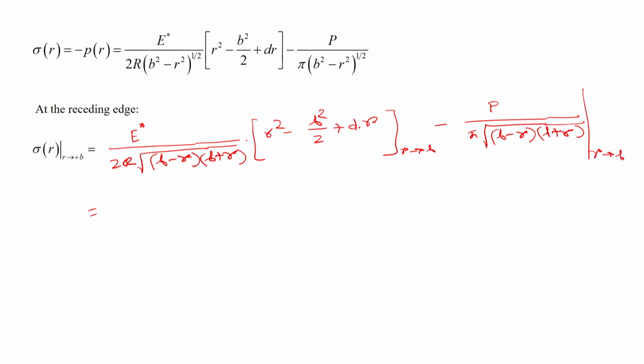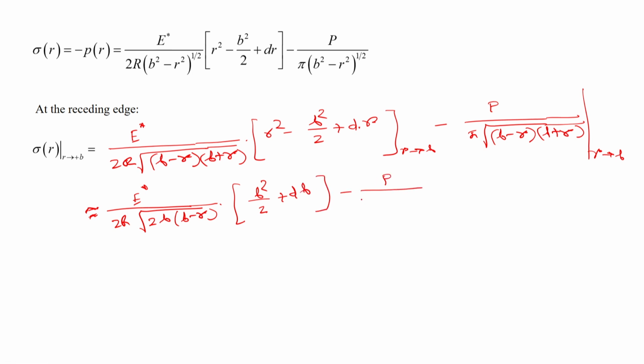So, that will be equal to, so this is the receding angle where the crack opens. So, it is r going to plus b. So, here it will be E star, it is 2 r, and here r plus r is 2b here. So, I should say not equal sign, almost equal to something like that. So, it is 2b into b minus r, and here instead of r we put b. So, b square minus b square by 2. So, it will be b square by 2 plus d into b here, minus this is p by pi, again the same thing, this is b minus r into 2b here like that.